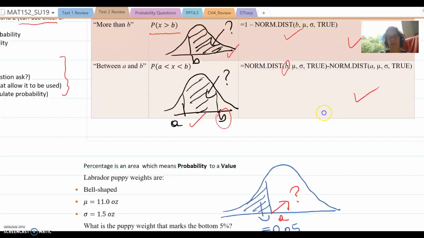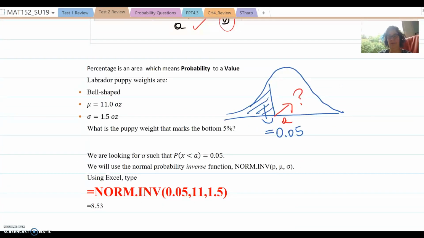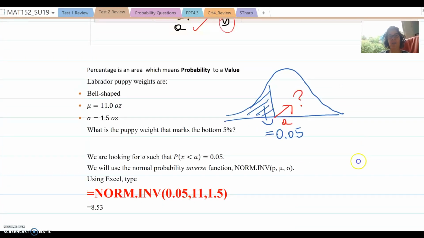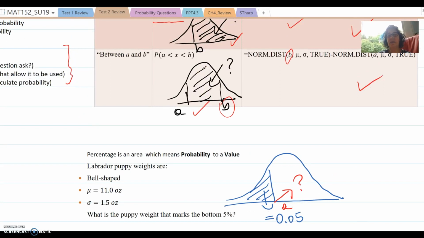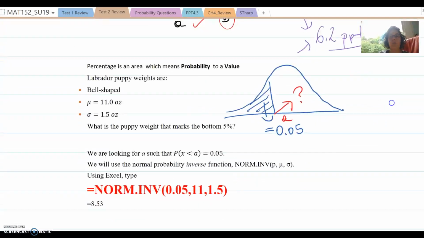However, there's a puppy example on the PowerPoint slides, and all of these are coming from the 6.2 PowerPoint slides. I don't remember the slide numbers though, so you might want to go ahead and check. So remember the puppy example. We do have a puppy weights curve with the mean given and standard deviation given. What is the puppy weight that marks the bottom 5%?